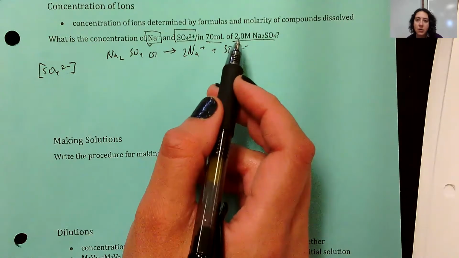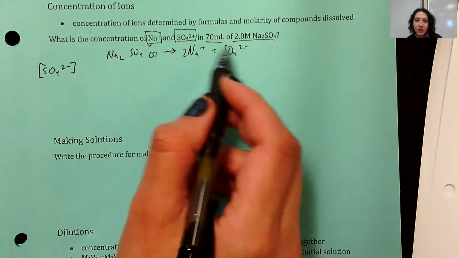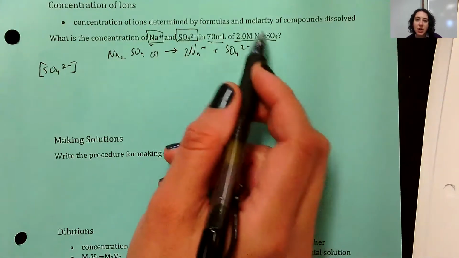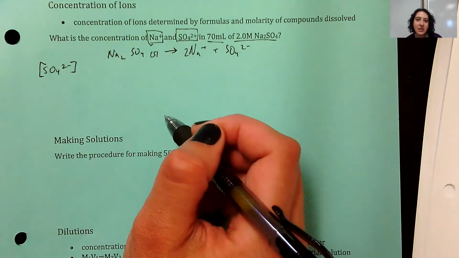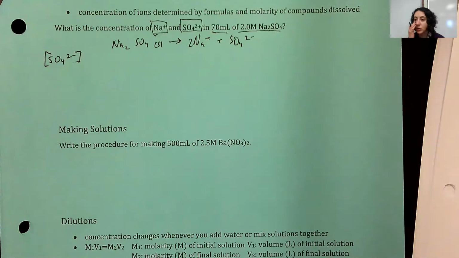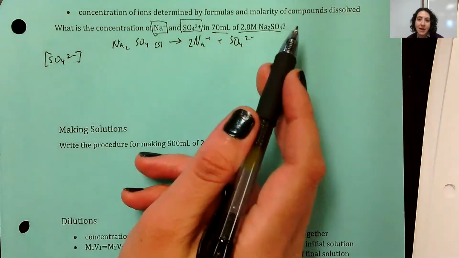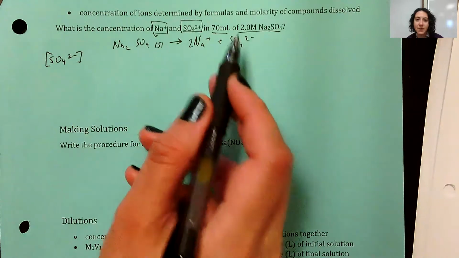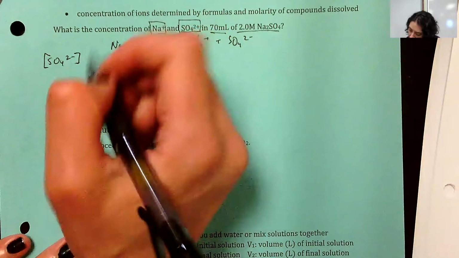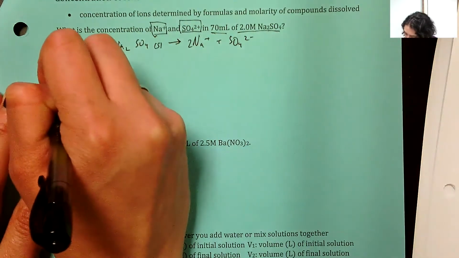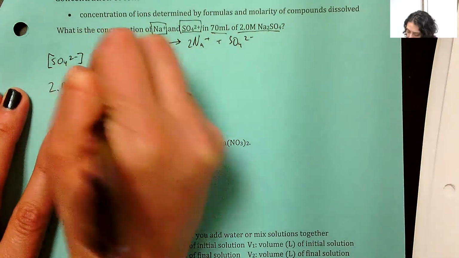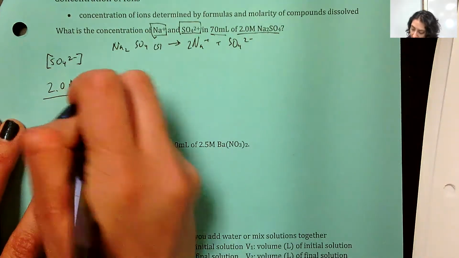Actually, in this particular case, the volume literally means nothing because we're only looking for concentration. We have been given the concentration of sodium sulfate. So this is more like a molar ratio thing. We have the concentration of the sodium sulfate and we need to find the concentration of the sulfate by itself. The concentration of the sodium sulfate is 2 molar.